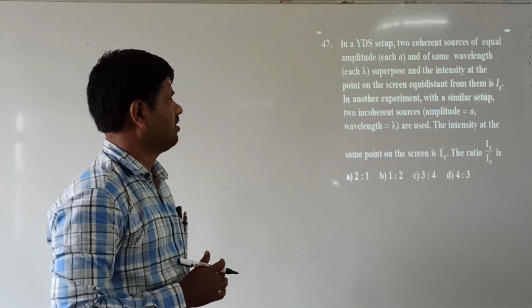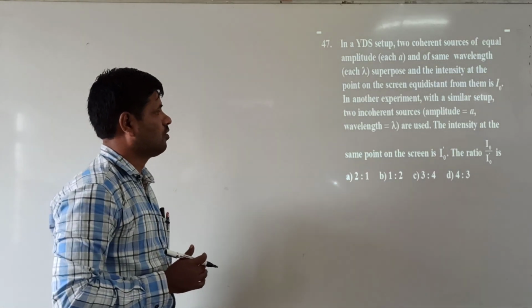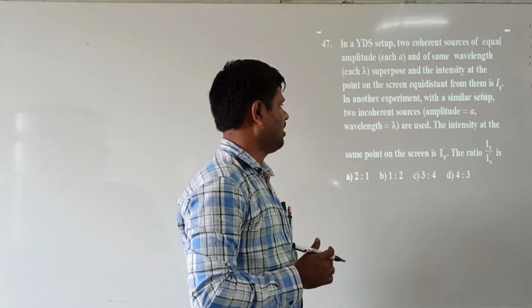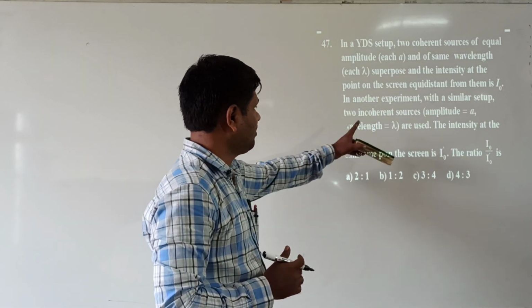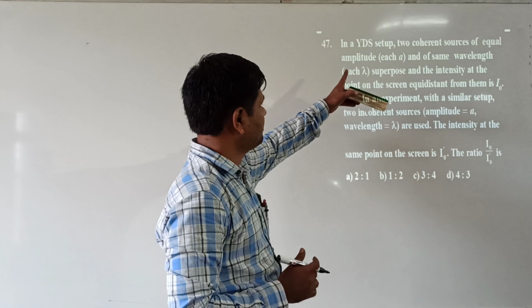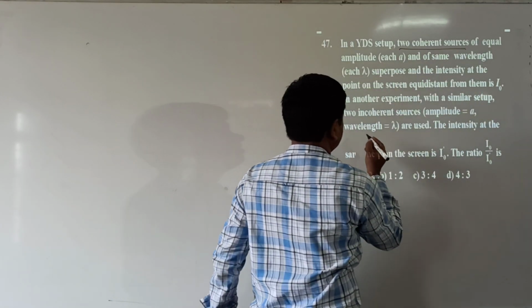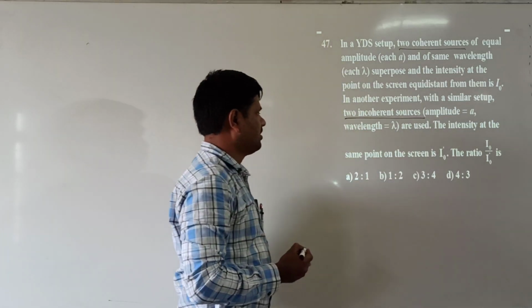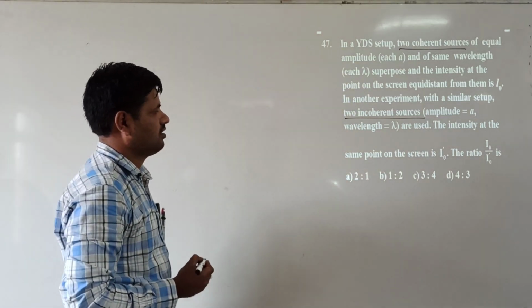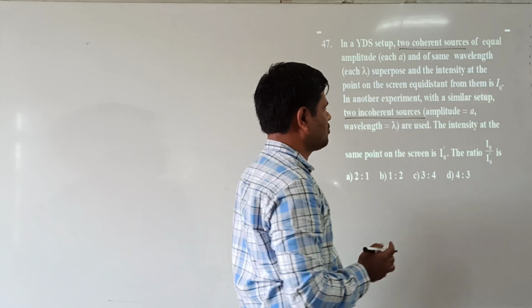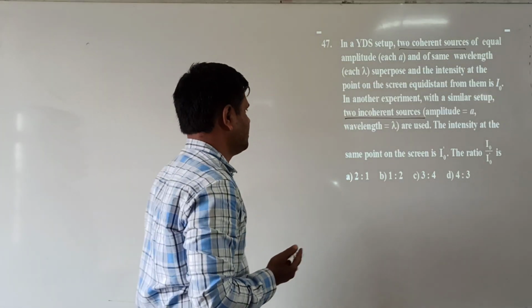Now that means I naught. In another experiment with a similar setup, two sources of amplitude A and wavelength lambda are used. These are the incoherent sources here, while the earlier ones are the coherent sources. The intensity at the same point on the screen is I naught dash. The ratio I naught by I naught dash is asked.